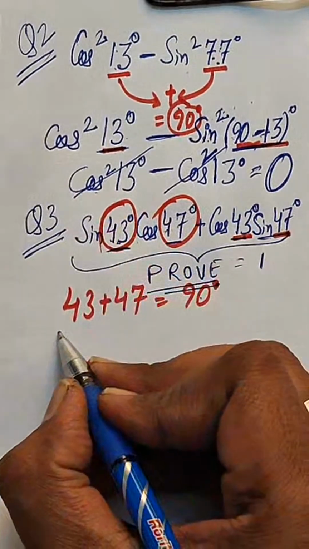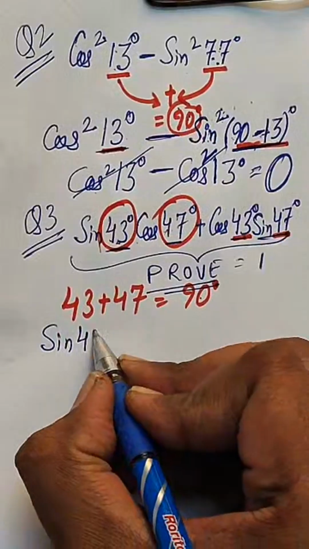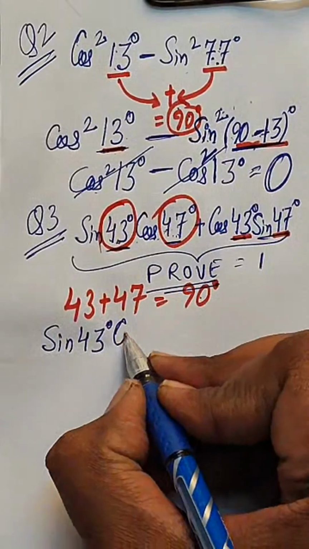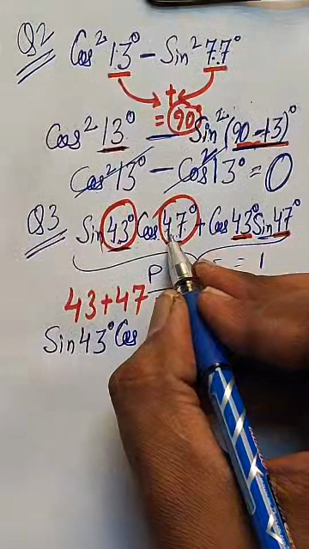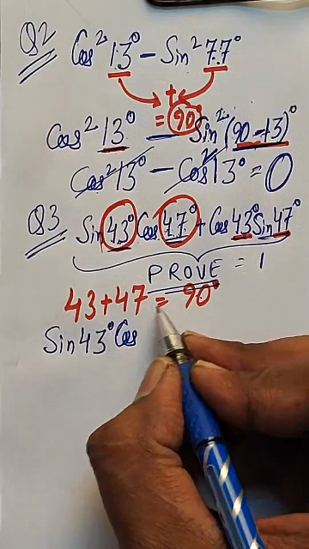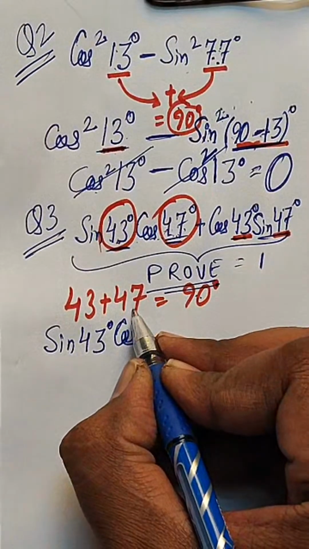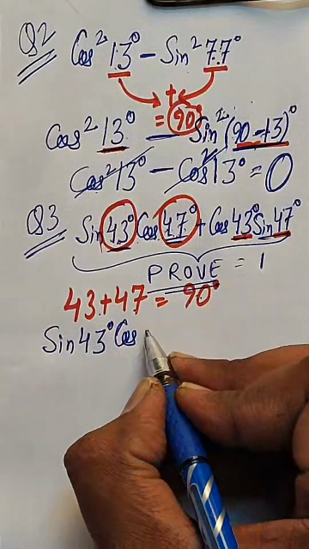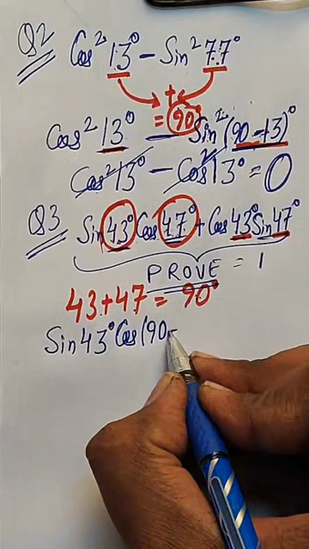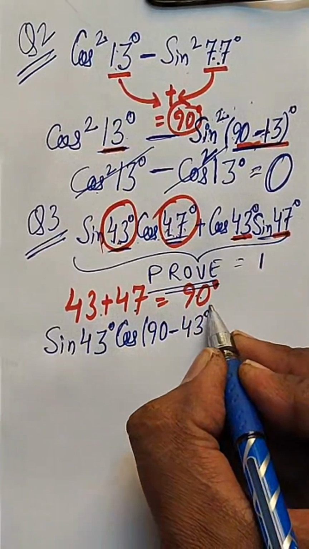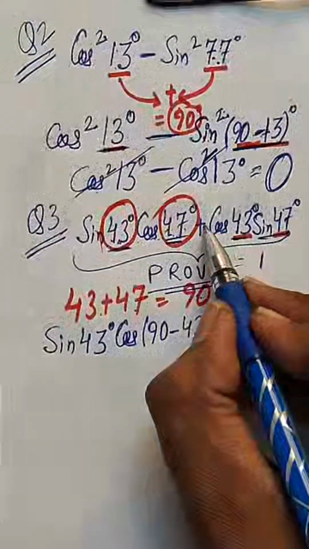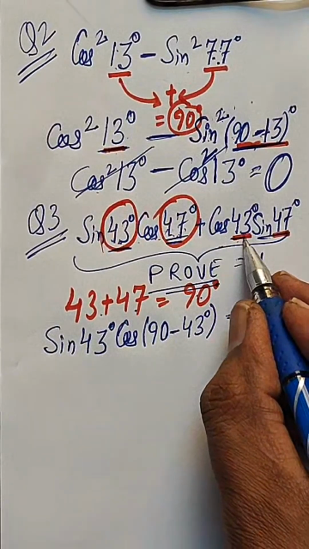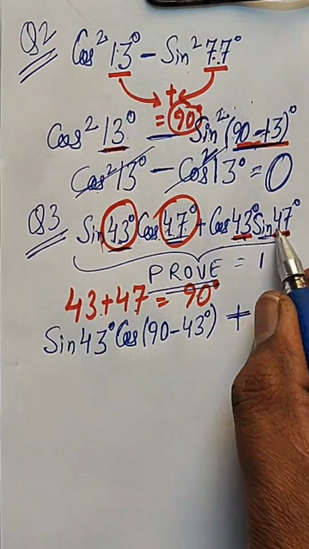So if you leave sine 43 as it is and convert this cos 47 into its complementary, 47 when converted into its complementary becomes 90 minus 43, isn't it? 90 minus 43, right? Plus, so plus sign is there, cos 43 sine 47.